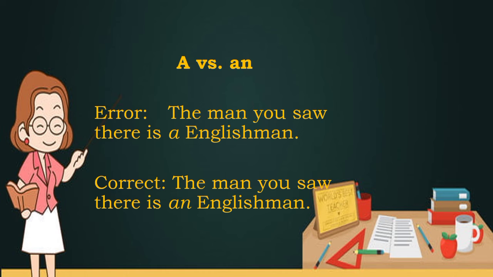For example, the man you saw there is an Englishman. So before, when I was in elementary, I thought this sentence was correct. But when I was in grade 7, I was corrected by my teacher. She told me that I should use "an" when the next word begins with a vowel sound. So the correct construction of this sentence is, the man you saw there is an Englishman.